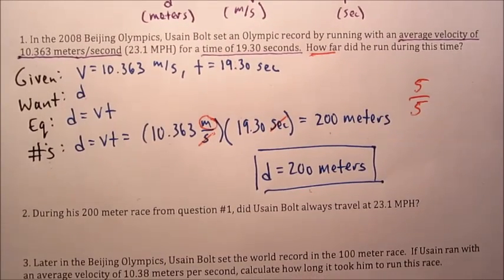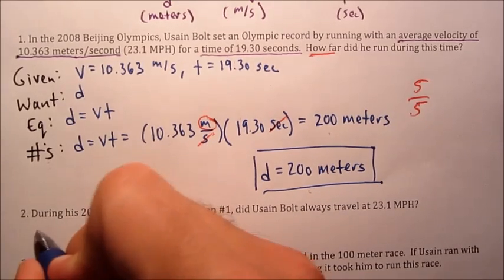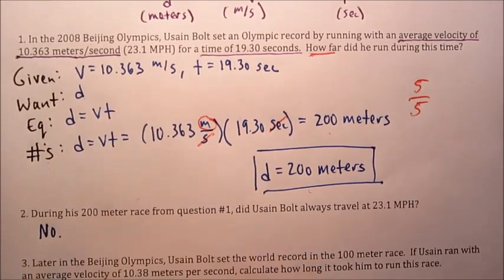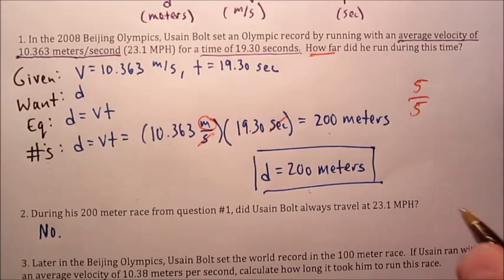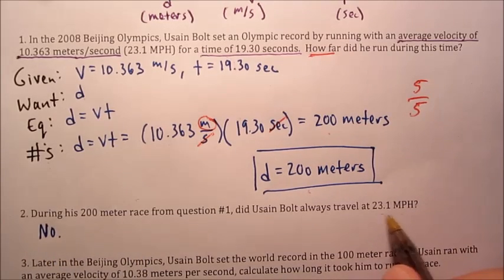It says number 2. During his 200-meter race from question 1, did Usain Bolt always travel at 23.1 miles per hour? And we can say, no, he obviously didn't always travel at 23.1 miles per hour because he started at 0. So I'm going to write no. And if this is a 2-point question, which a question like this would be, we want to go 2 for 2. Right now we're not 2 for 2 because in physics we always have to explain our thought process. So I have to explain why I put no. He didn't always run at this speed or this velocity.